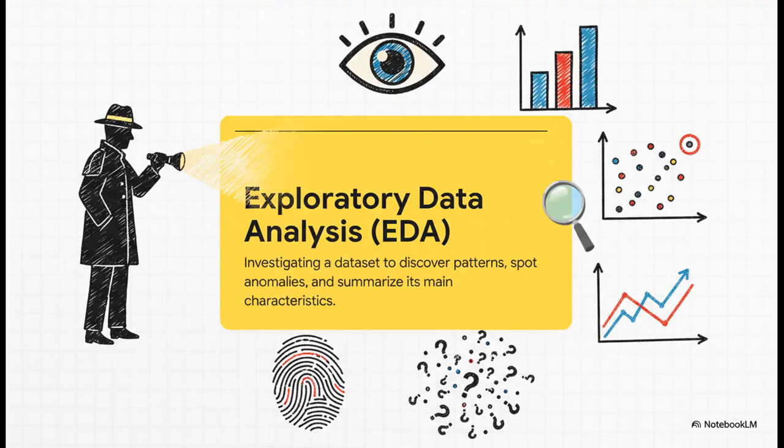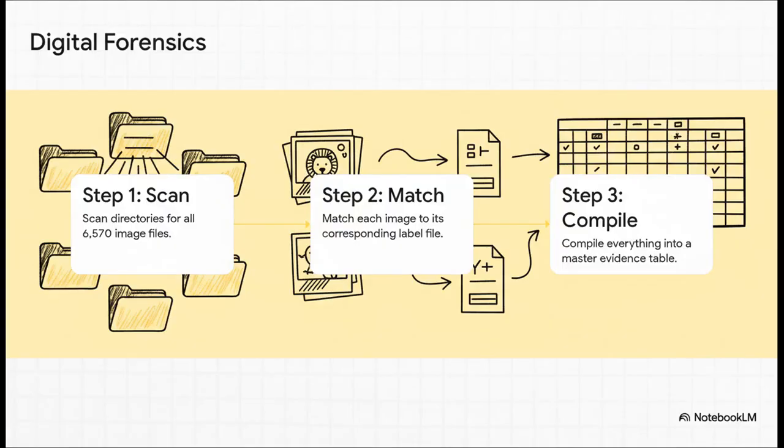Now, in the data science world, this whole process has a fancy name, Exploratory Data Analysis, or just EDA for short. But really, you can just think of it like a detective's first sweep of a crime scene, you know? We're not trying to nail a suspect just yet. We're just getting the lay of the land, figuring out what we're even dealing with, and keeping an eye out for anything weird.